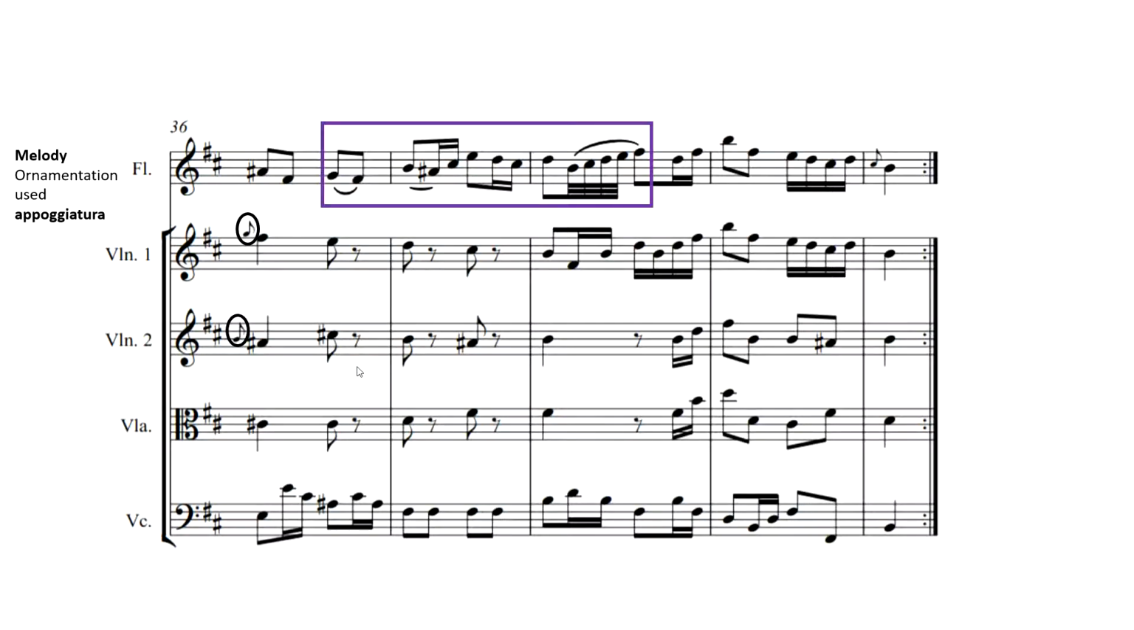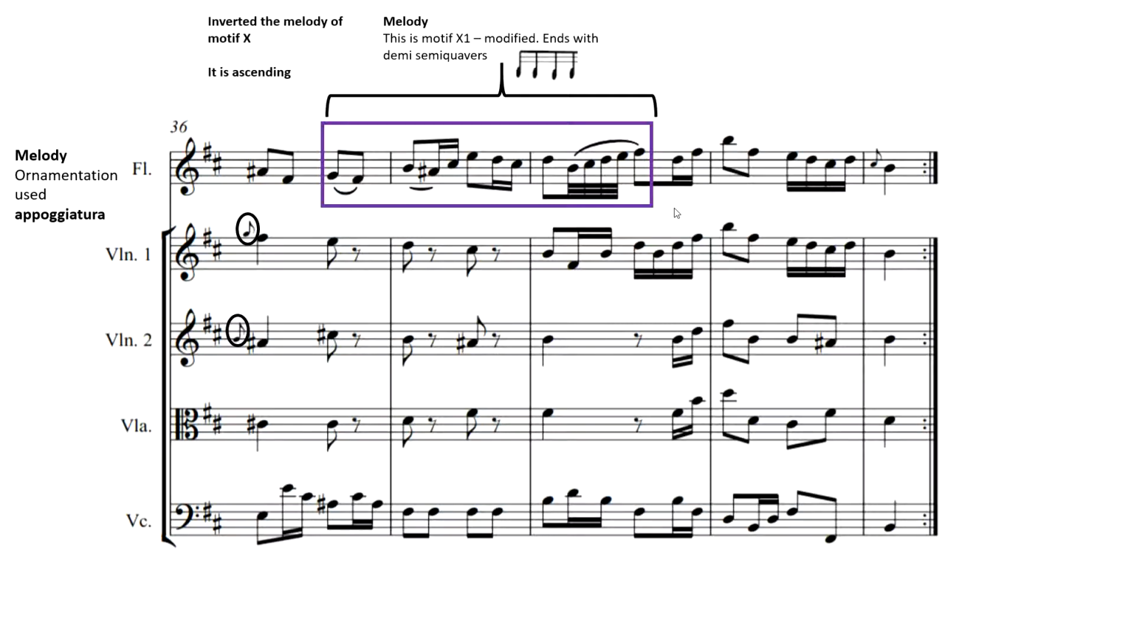The next motif we're going to analyse is motif X1. Again, it's modified because it does end with our demisemiquavers. If we were to analyse this, just like X1 that we've analysed previously, we would be saying that this is ascending. So it's going higher in pitch.